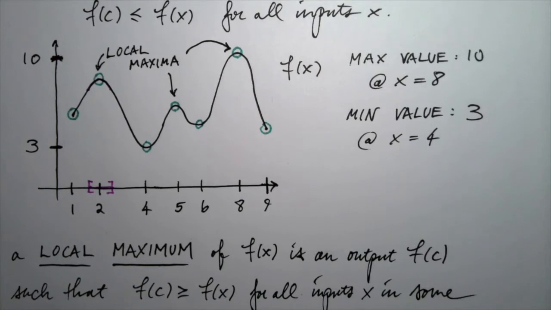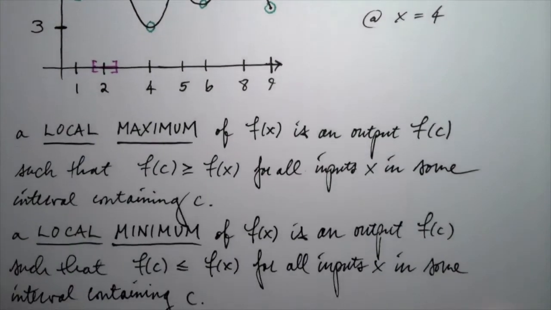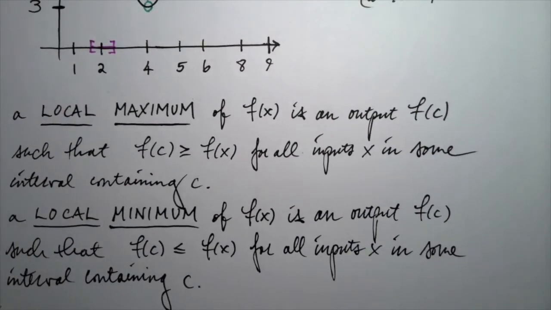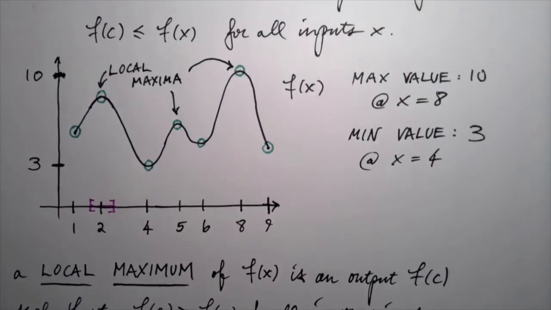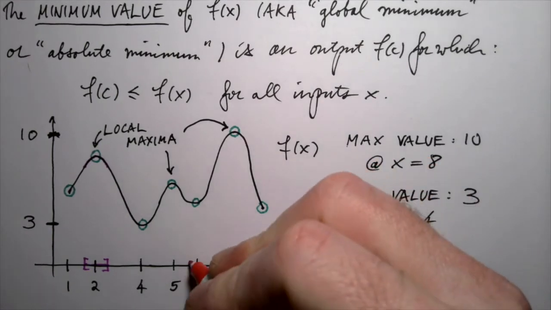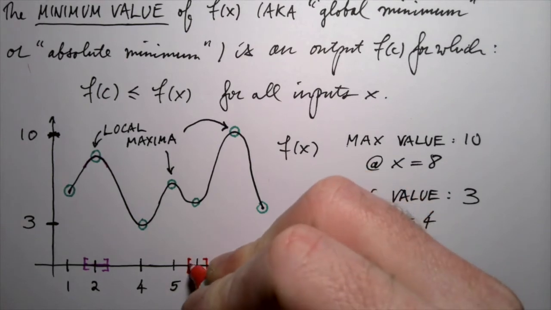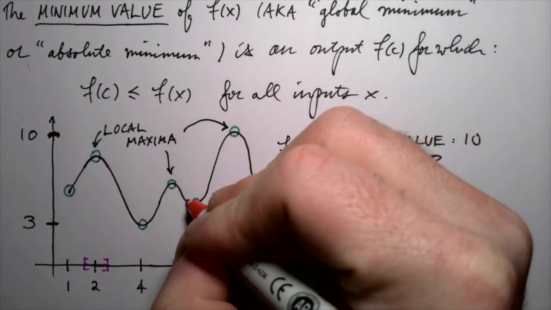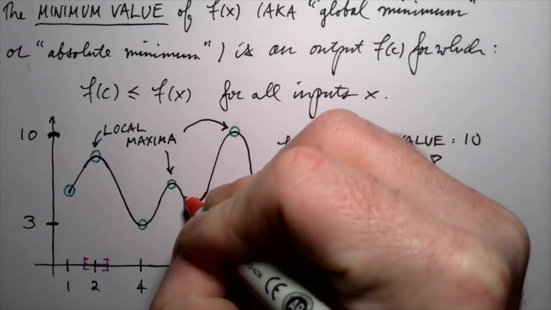Okay, so that's the idea of a local maximum. What's a local minimum? It's the same idea. A local minimum of f of x is some output f of c, which has the property such that f of c is less than or equal to f of x for all inputs x in some interval containing c. So, for example, on the graph here, if I restrict attention to this little interval around 6, whatever it is, I just need to find one to make this work.